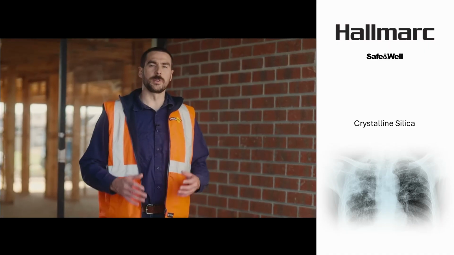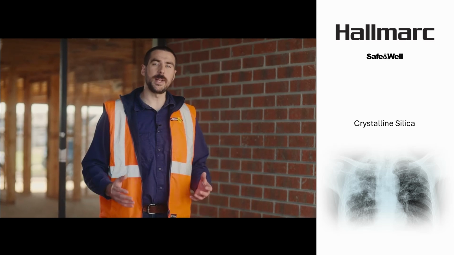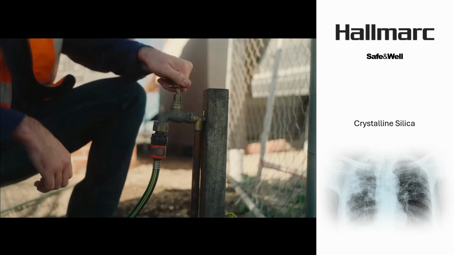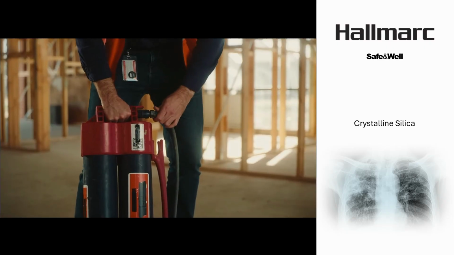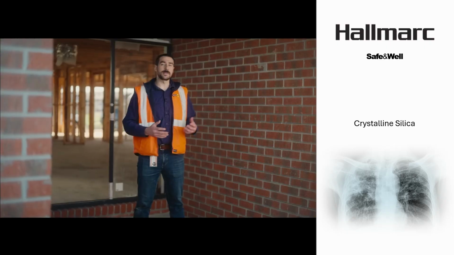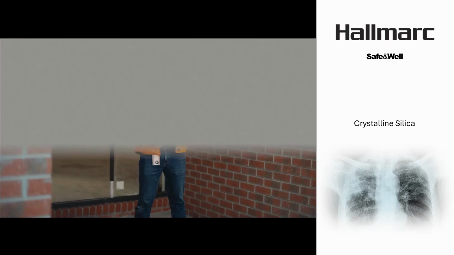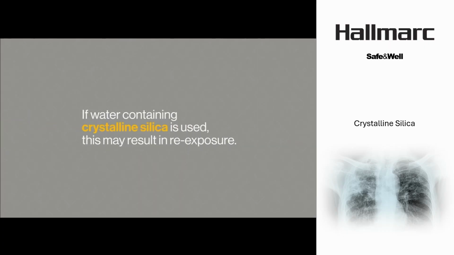If you choose to use on-tool dust suppression, it's important to plan ahead so you have access to clean water. This can be supplied by the mains or by a tank. If you're recycling or recirculating water, it needs to be adequately treated or replaced frequently. If water containing crystalline silica is used, this may result in re-exposure.